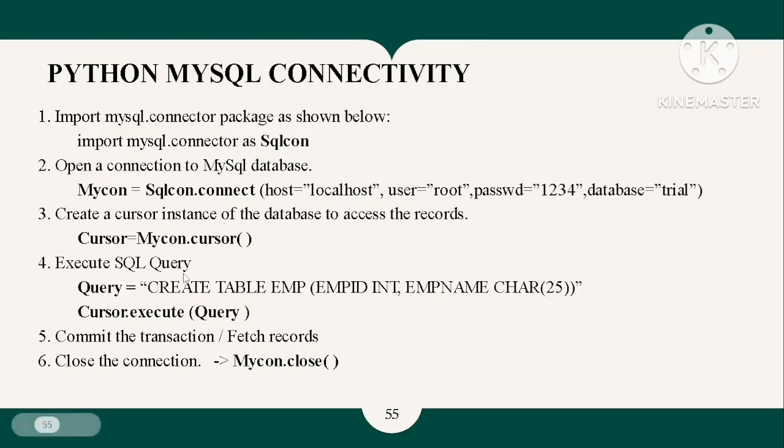So once this is done, if you give commands like create, update, delete, you need to commit the transaction. That is, you should save the changes in the database. If you don't give create, update or delete, in case you give a select statement, then you need to fetch the records and display them on the screen. So the 5th step will be either committing the transaction or fetching the records based on the query that you executed. That we will see in the upcoming videos in detail. Finally, close the connection. So these are the 5 important steps which are required to connect Python and MySQL.